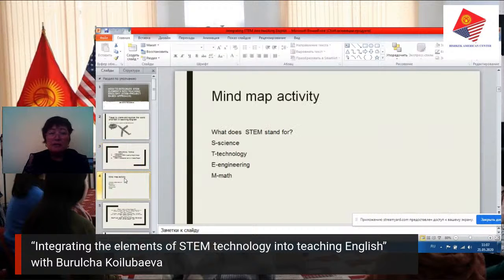If you see here, just a few mind map activity. If you have a pen or a paper, you could write the word STEM, and what does it stand for? You all know that S is science, T is technology, E is engineering, and M is mathematics. The term STEM is this acronym, okay? And this term was first used in 2011 by the biologist Judith A.